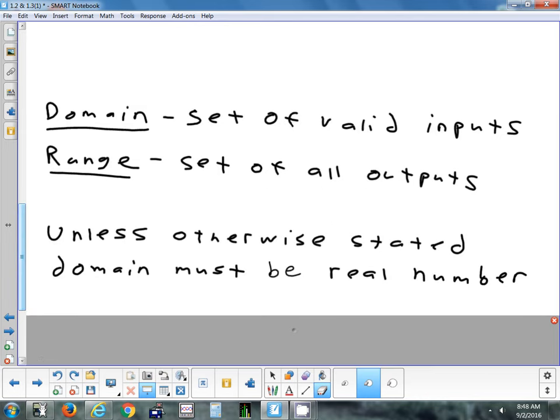Unless otherwise stated, the domain is always a real number. We will not be talking about imaginary numbers for a little while. So unless the problem says otherwise, always assume that the domain is a real number.